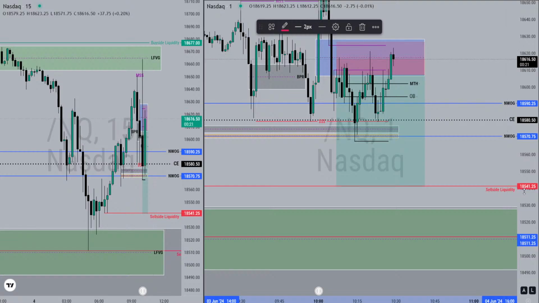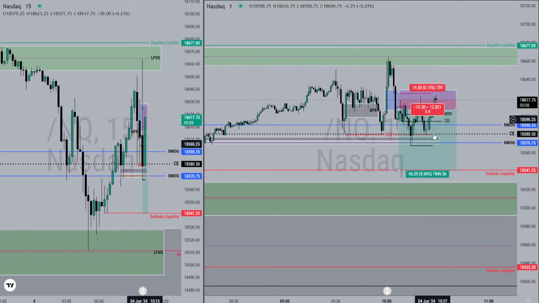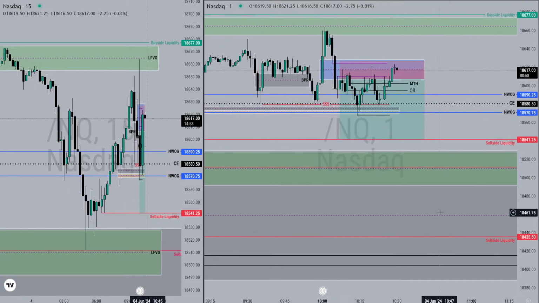18511.25, 18541.25. So that was my bias. I was bearish, I wasn't bullish. This bullish run, I believe, because of news, the market went higher, took the liquidity, let me remove it, then the market fell. Now it is spending more time over here. That means it's a perfect sign of consolidation. It can consolidate a little more, then it will fall again.